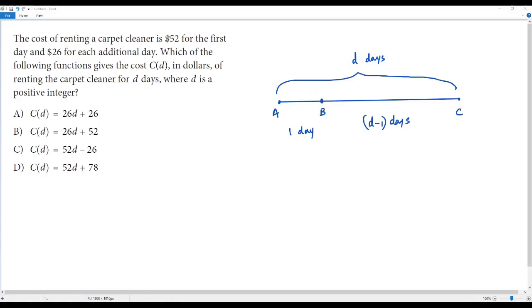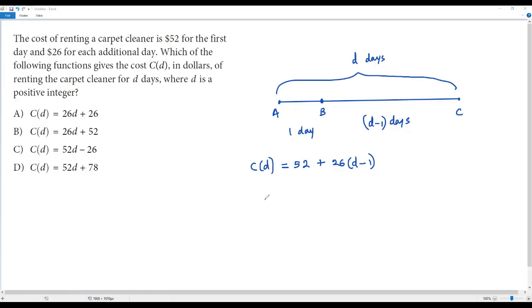According to the given information, for the first day, the rent is $52. So for the first day, we can write the rent of $52. And for each additional day, the rent is $26. That is, for one additional day, the rent is $26. Then what is the rent for D minus 1 additional days? We have to multiply the rent for 1 day and the number of days. Then we get 26 times D minus 1. Here we got the total rent when we add these two quantities according to the given information. So this is equal to the function C of D.